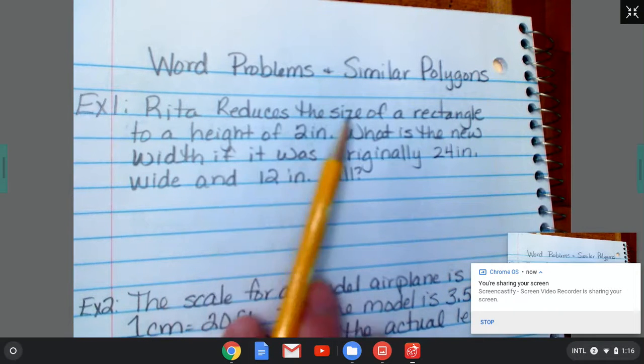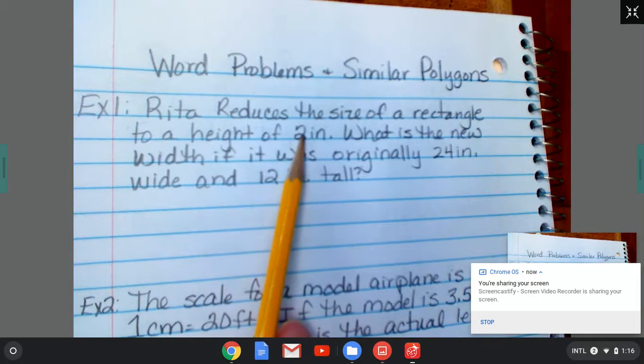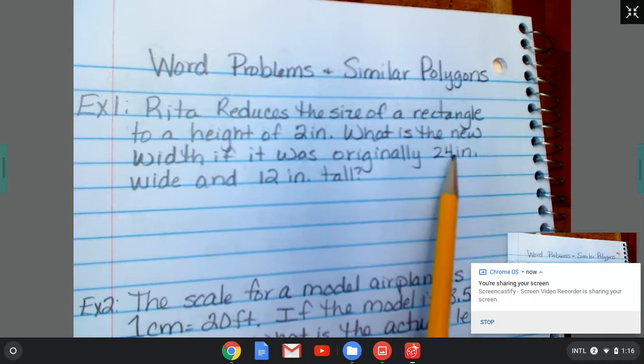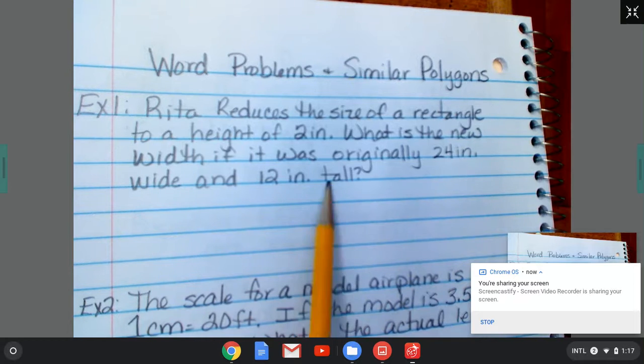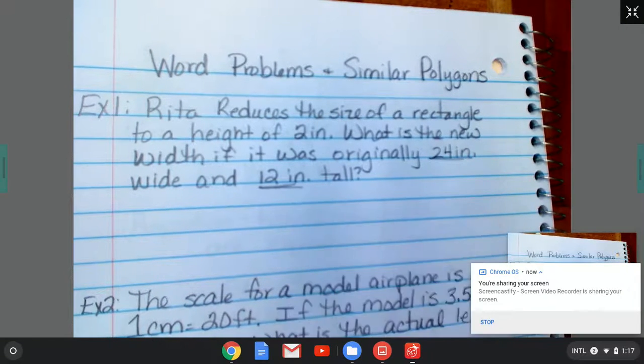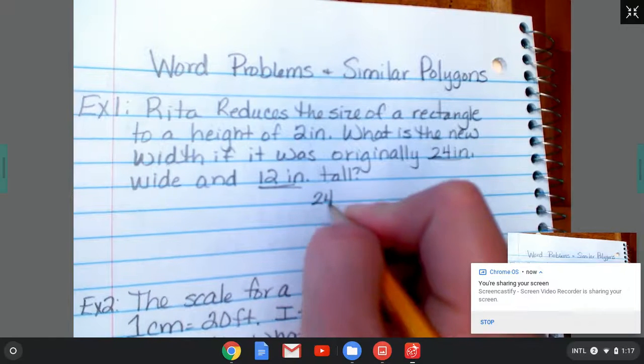Rita reduces the sides of a rectangle to a height of 2 inches. What is the new width if it was originally 24 wide and 12 tall? Okay, so we'll just start with the original size. So we'll make that into a fraction.